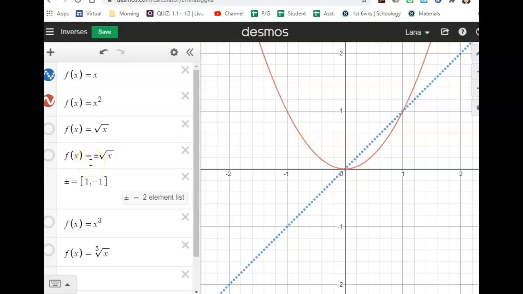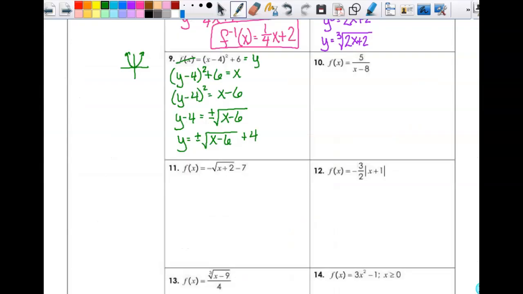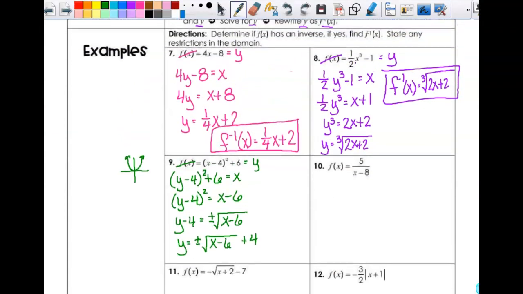That's why your parent function of a square root curve is just half of that parabola. If I only use the top half, then it is a function. Okay, so over here, and I'm working these like y'all work them on purpose, by the way. It says determine if f of x has an inverse. If yes, find the inverse.